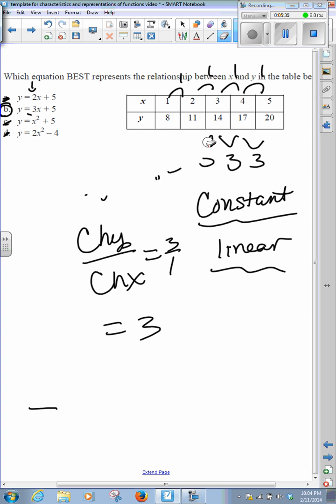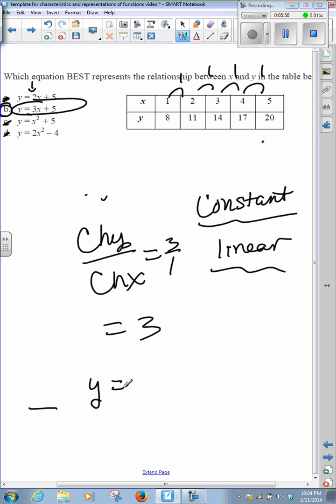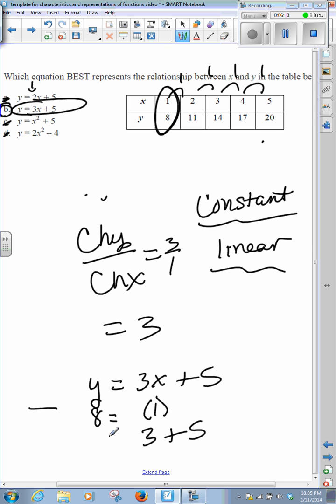I'm going to show you another way that you can double check that, just to make sure that you did it correctly. If B is in fact correct, that means I should be able to take that equation, y equals 3x plus 5, and take a pair of values, in this case 1 and 8. I'm going to put the 1 in for x, the 8 in for y, and it should balance out. So instead of 3 times x, I'm going to do 3 times 1, which is 3. 3 plus 5 is, in fact, 8. So this point works. I'm going to test one more just to make sure.